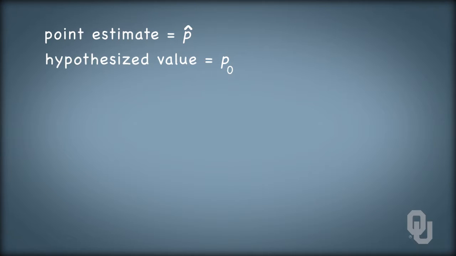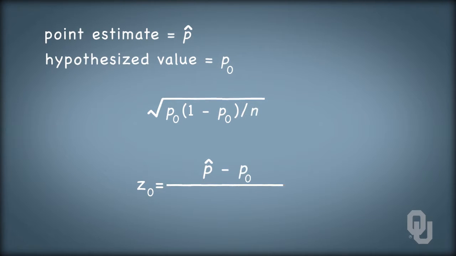Here we get the standard deviation from the binomial distribution, and we use p naught in its calculation. That is, if the population proportion is indeed p naught, then the standard deviation of the sampling distribution of p hat would be the square root of p naught times 1 minus p naught divided by n. Therefore, the z-naught test statistic is p hat minus p naught divided by the square root of p naught times 1 minus p naught over n.